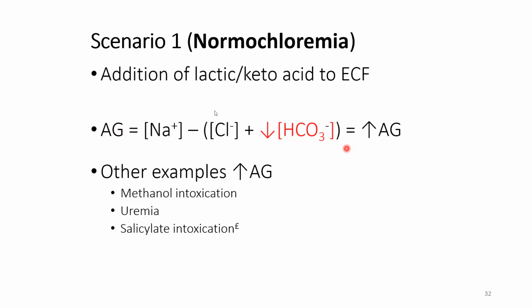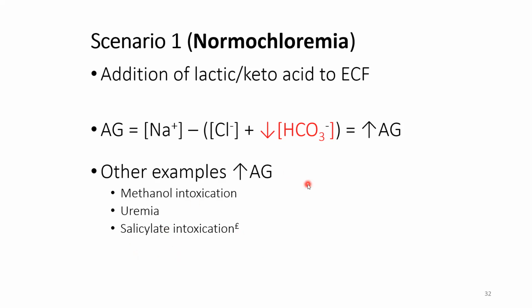In this particular case, when you have added certain anions like lactate or keto acids, or in methanol poisoning, you have formic acid forming. In uremia, you have sulfuric or phosphoric or hippuric acid retained due to kidney failure, or salicylate, which is basically another generic name for aspirin. Somebody has overdosed on aspirin, so salicylate is the anion which causes acidosis.